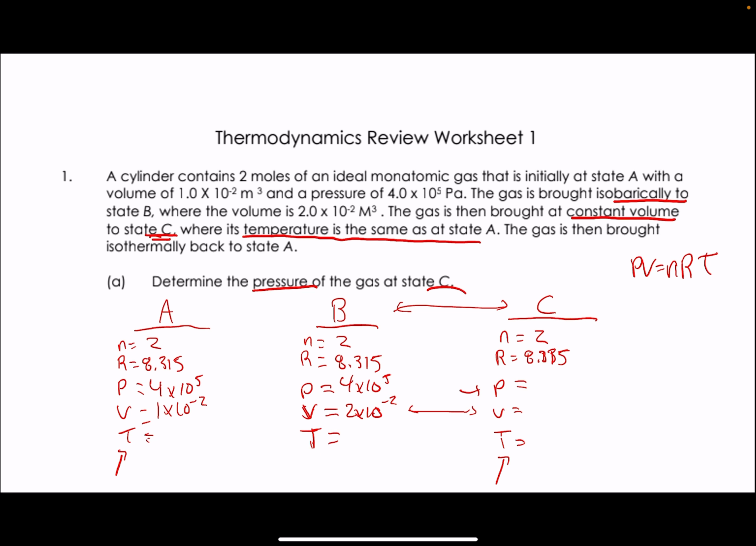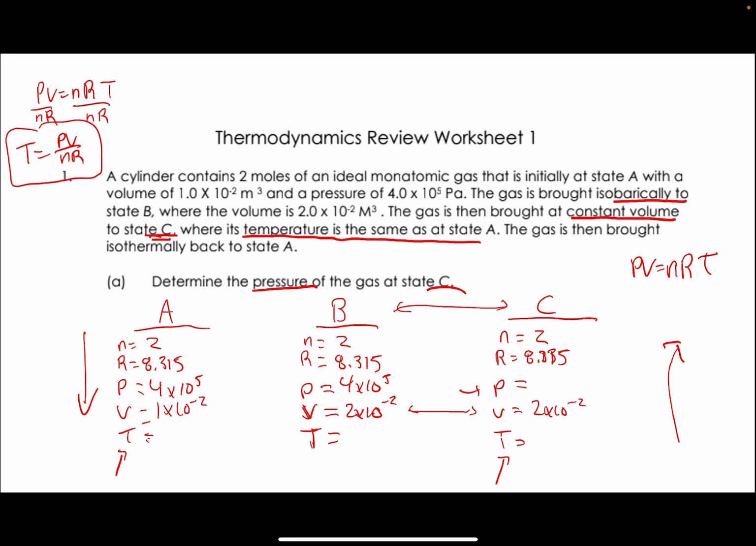We concluded that because the gas is brought at constant volume to state C, our volume is going to stay the same. So all we need to do is find T, and then we can use it to find P on this side. PV equals nRT. If we want to solve for T, we divide by n and R on both sides, so T is equal to PV over nR. If you're not so hip on your algebra, go ahead and write this down. T is equal to PV over nR. And let's go ahead and type this in the calculator.